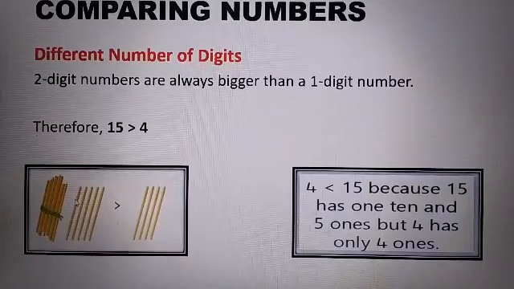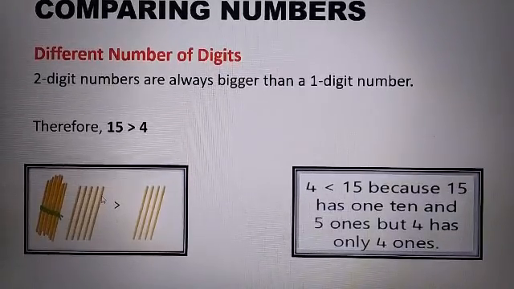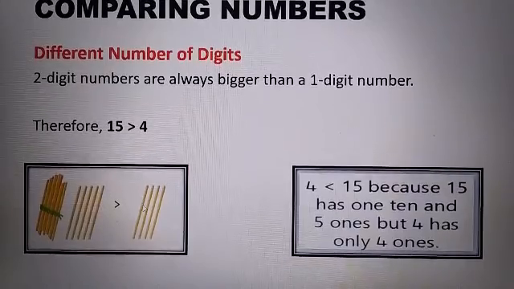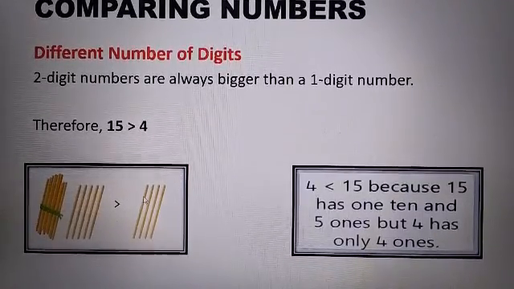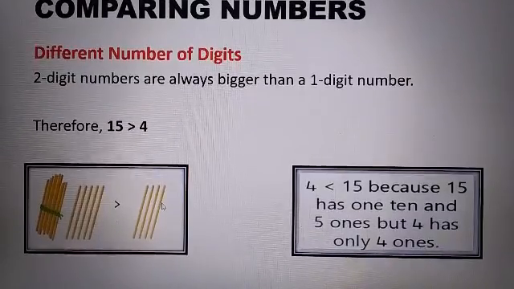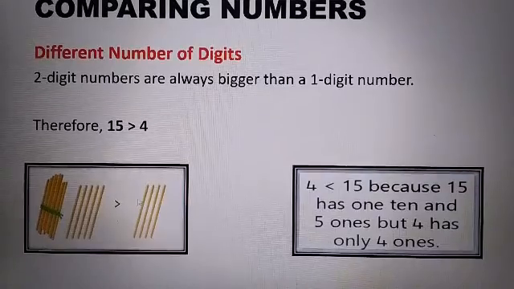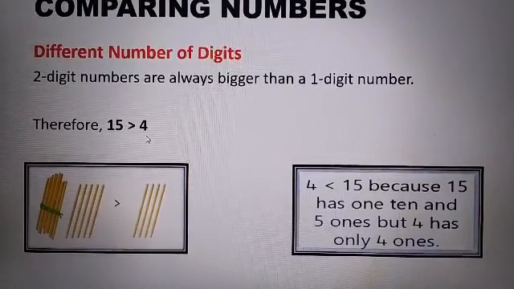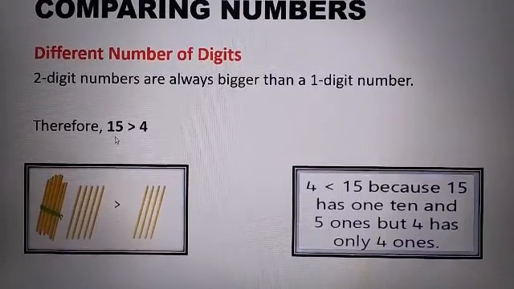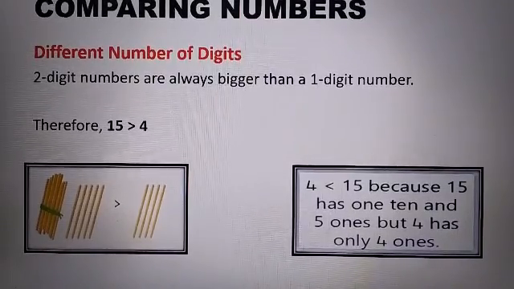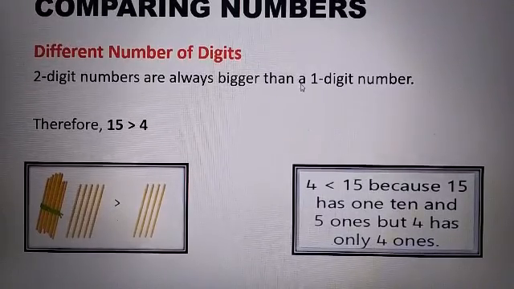1 ten. And how many ones? Let's count. 1, 2, 3, 4, 5. 5 ones. Whereas 4 has no tens. Right? And how many ones? 1, 2, 3, 4. Which is less than 15. So a 1-digit number is always smaller than a 2-digit number. That means a 2-digit number is always bigger than a 1-digit number.